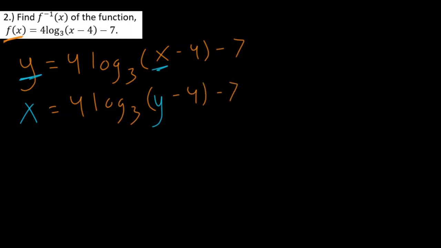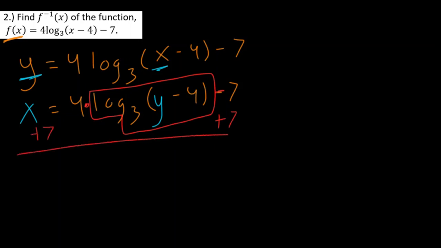Now the solving for this one is going to be a little bit more involved, because we can see that our log base 3 of y minus 4 is not entirely by itself. So the question becomes, do we get rid of our multiplication or our subtraction first? Hopefully, you said that we get rid of our subtraction first by adding 7. So here we have x plus 7. What has been unchanged is this 4 log base 3 of y minus 4.